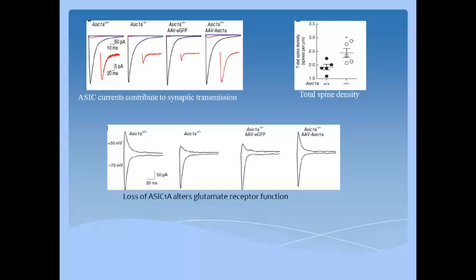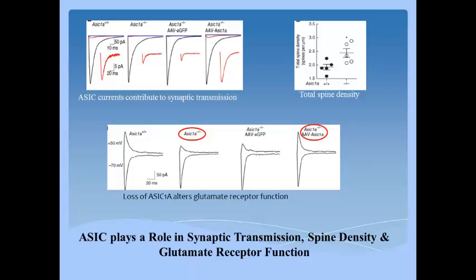And as shown here, loss of ASIC1A increases inward rectification of AMPA mediated EPSCs, which is normalized by re-establishing ASIC1A expression. Thus, ASIC plays a role in synaptic transmission, spine density, and glutamate receptor function.